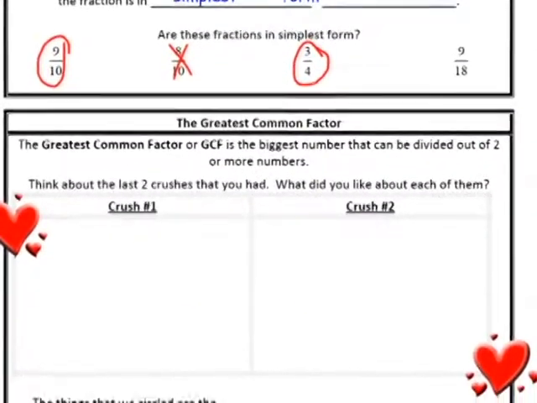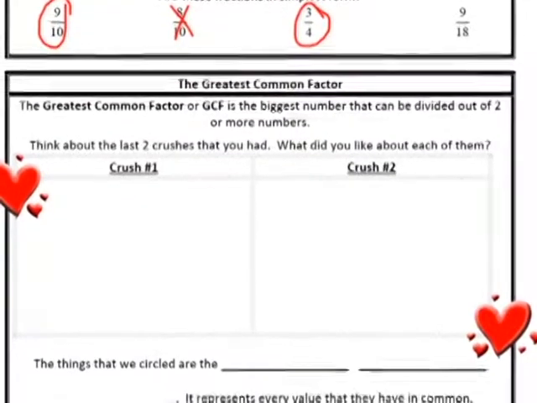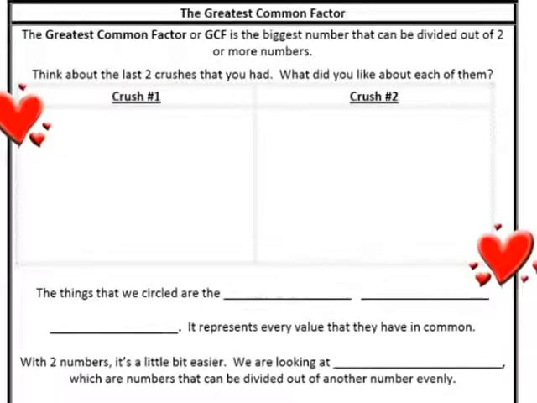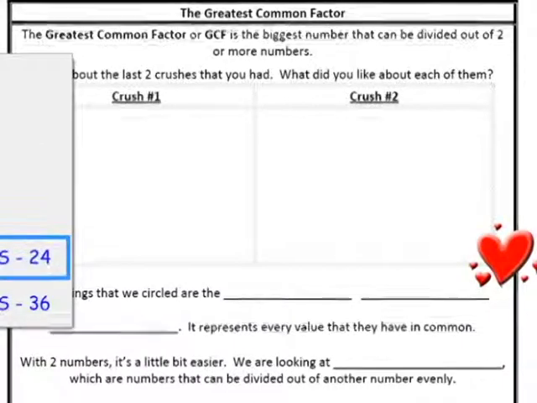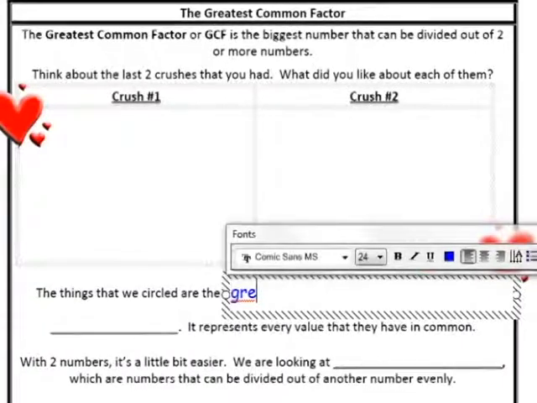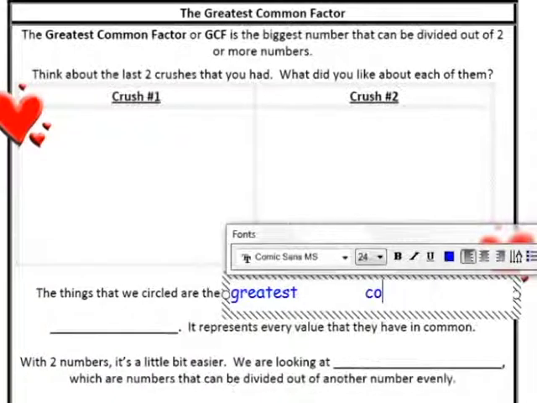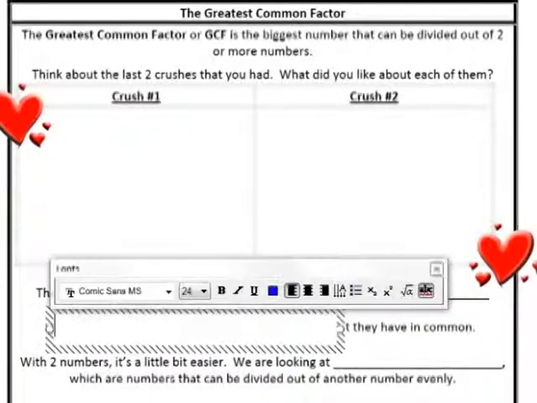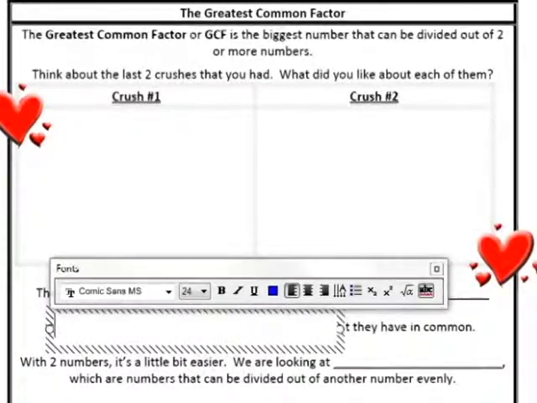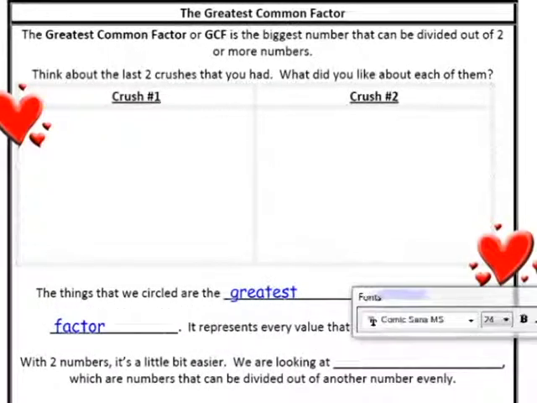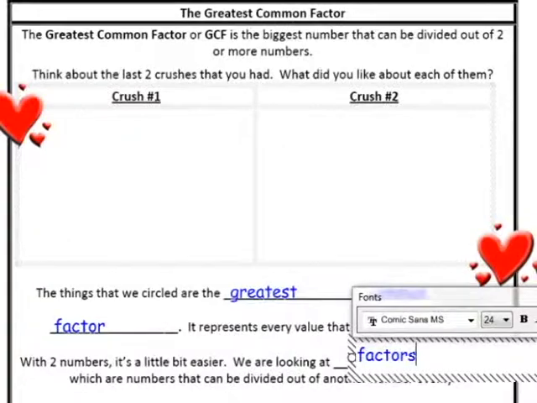In class, we did a little activity where we compared your two crushes. Things that you liked about crush 1, things that you liked about crush 2. The things that they both have in common, we refer to as the greatest common factor. So it's the greatest piece of the puzzle, when we're talking about people, that you have in common. With numbers, it's a little bit easier.